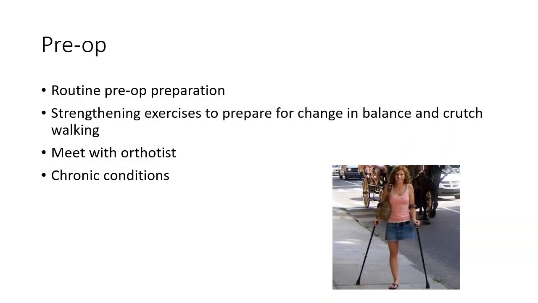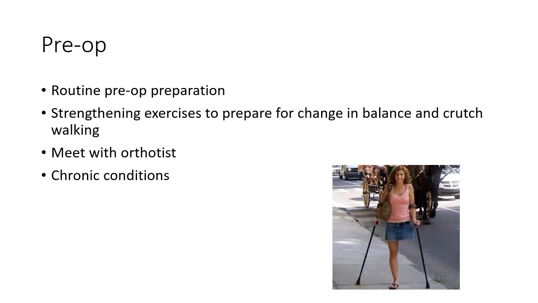The pre-op preparation: they need routine pre-op preparation and strengthening exercises to prepare for the change in balance and crutch walking. These are the things which we can prepare, like a surgical amputation, and if the patient is diabetic and we anticipate that, we can train them. In emergencies, of course, we don't have any control over it and we cannot do anything. But in other situations like elective surgeries, we can always teach them the strengthening exercises and how to use crutch walking.